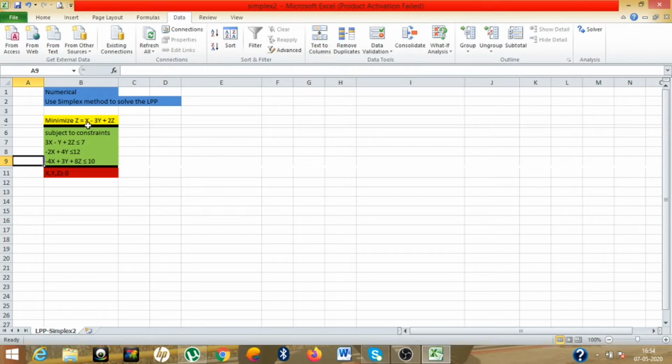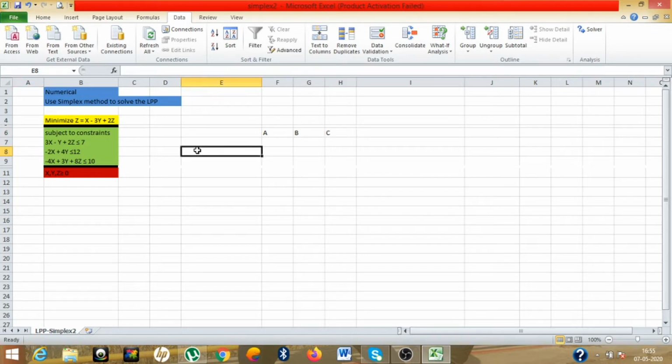As we can see here, there are three decision variables, which means there will be three products A, B and C. So the products A, B and C have certain production cost per unit. Here our minimization function says we have to minimize the total production cost of the products A, B and C. X is the number of products produced of A, Y is the number of products produced of B and Z is the number of products produced of C.